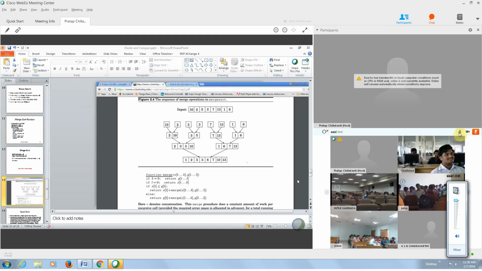Okay. So you have the input 10, 2, 5, 3, and all of those things. So you can see how it is broken down into the respective numbers there, and then how in the tree you are coalescing those numbers at the bottom of the tree. It's kind of like a bottom-up tree, right? 10, 2, 5, 3, 7, 3, 1, 6.